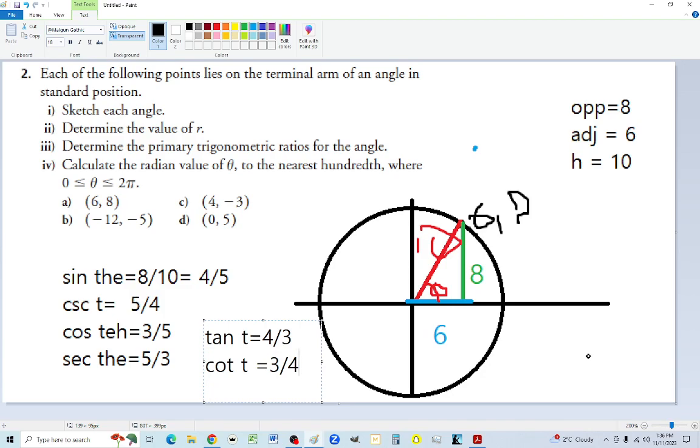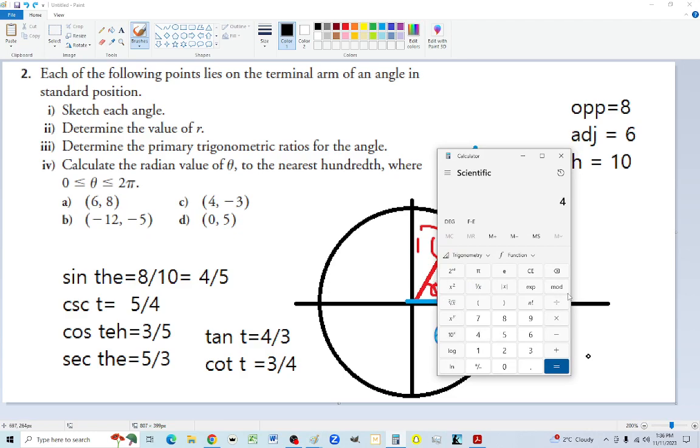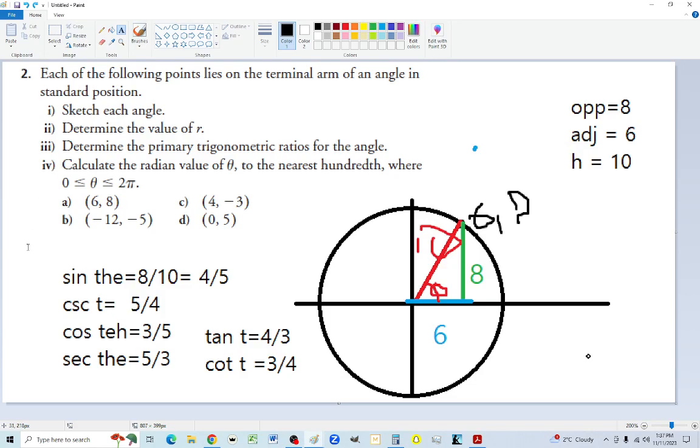The radius r is 10. Calculate the radial value. You can take any of these and you'll get the correct theta, no matter which one you take. So let's take 4 divided by 5, which is the sine of theta, and we're going to do the arc sine. That tells me this angle theta for part A is this value.